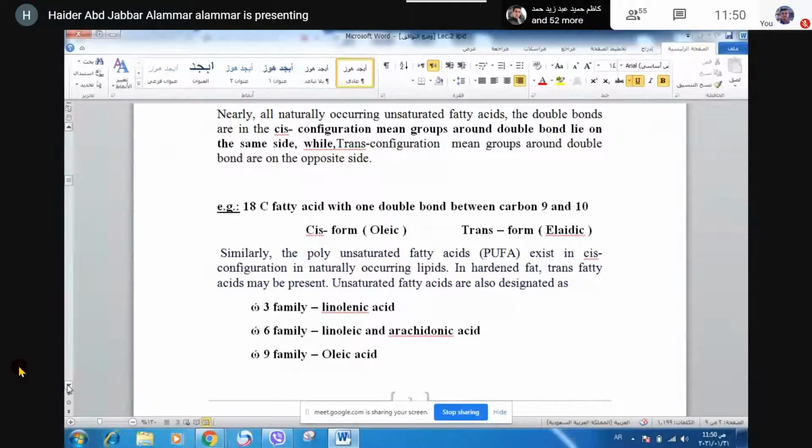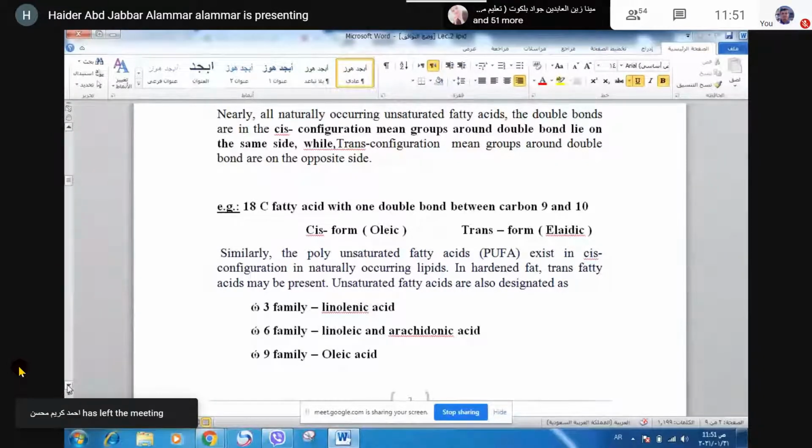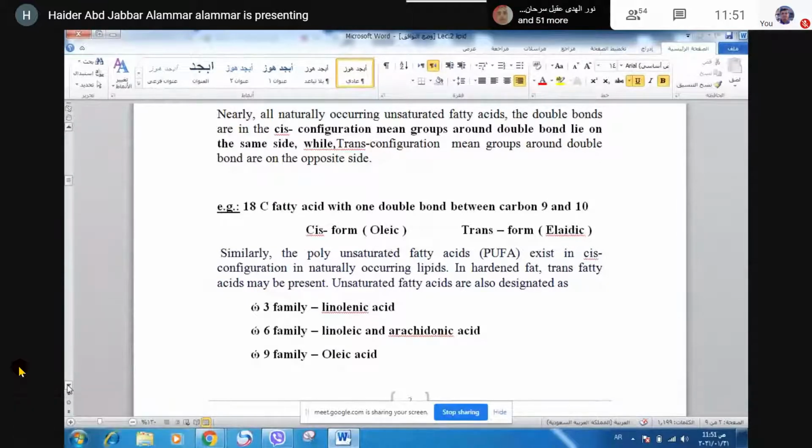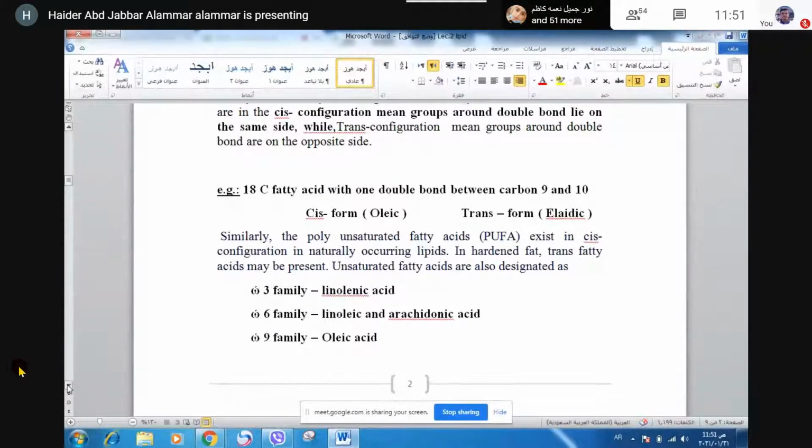Unsaturated fatty acids are also designated as three families. The first one is called omega-3. As we said in the naming of the carbon atoms from the methyl group, we call the first carbon atom omega-1, omega-2, omega-3, and so on. Here we have three types of omega family: the omega-3 family, with the most common example linolenic acid, the omega-6 family, which is linoleic and arachidonic acid, and the omega-9 family, represented by oleic acid.